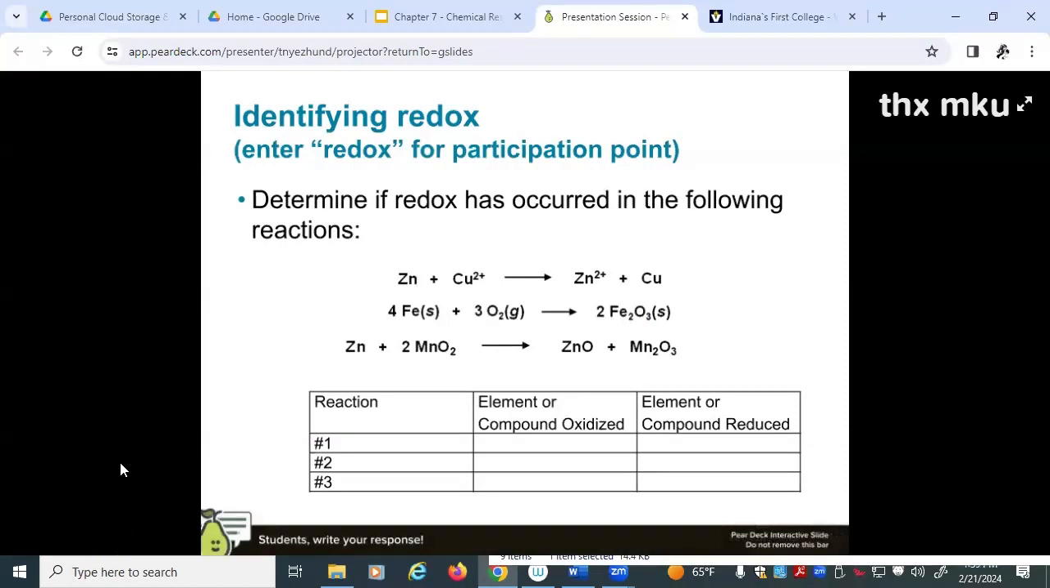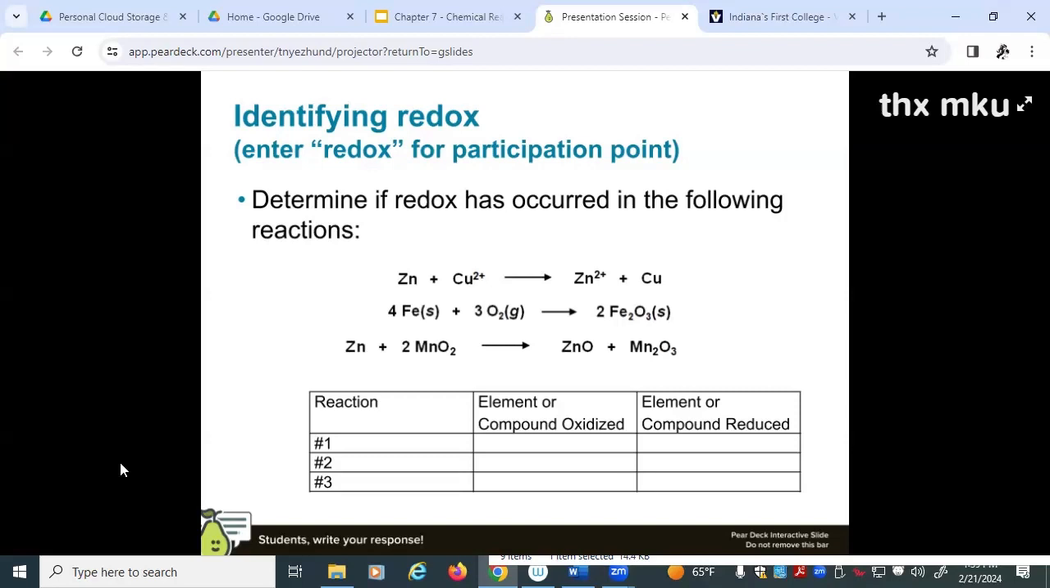So full disclosure here, I could not find a great way to get these to be paired deck questions. I still want you to get the participation points. So go ahead and enter in Redox so that you get that participation point along the way here. But we're going to do this together.